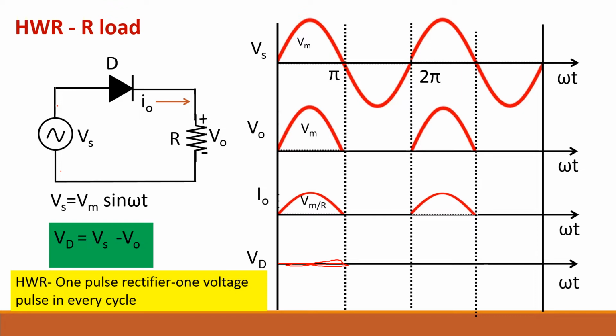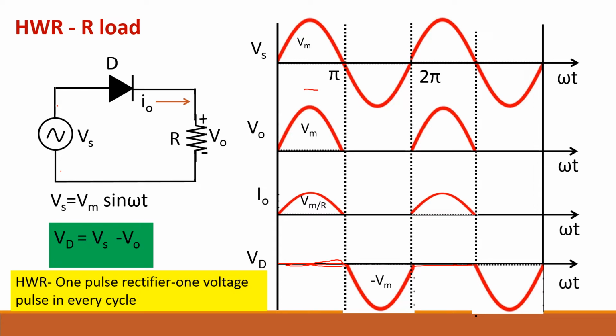Vd is given by, so this is just Kirchhoff's law, or you can directly write it. Vd is nothing but Vs minus V0. So what is Vs? This waveform, V0 is here. You subtract these two, you will get 0 here. So during this period, this is minus Vm minus 0, so you will get minus Vm here. Again 0 and minus Vm. So minus Vm is the peak voltage that will appear across the diode.